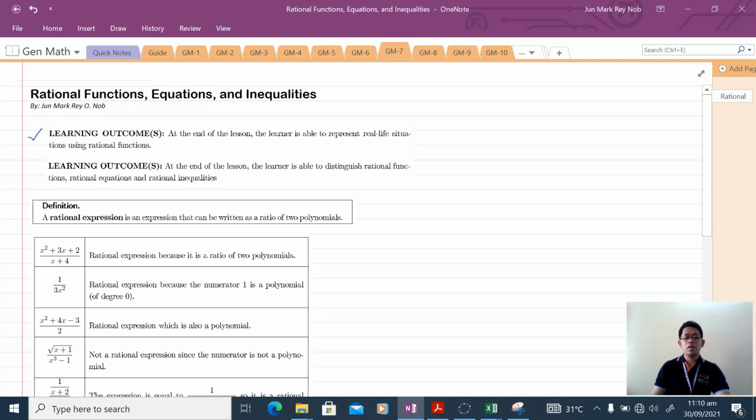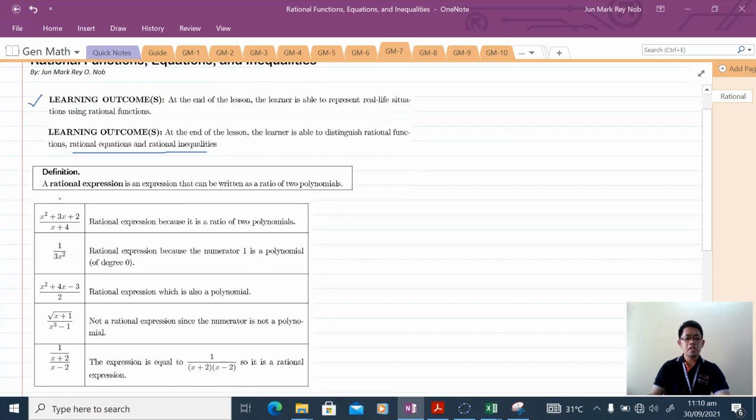Last time, you were able to represent real-life situations using rational functions. For today, our main topic is about rational functions, equations, and inequalities. In particular, you are expected to distinguish rational functions, rational equations, and rational inequalities. For definition, a rational expression is an expression that can be written as a ratio of two polynomials.